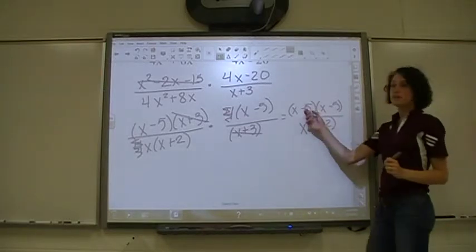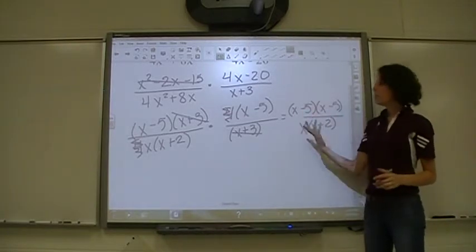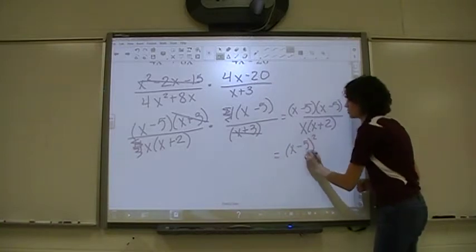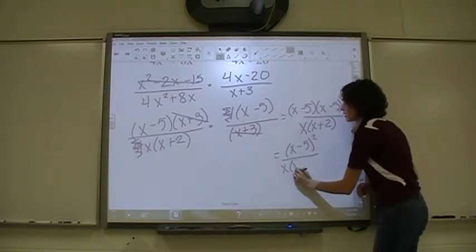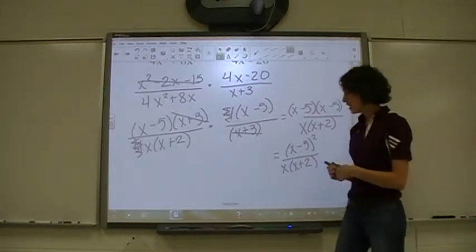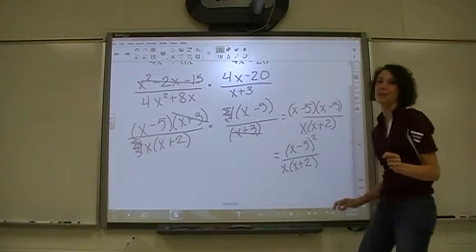Now these x minus 5's cannot cancel because they're on the same level, but you could also write that as x minus 5 quantity squared all over x times x plus 2. Either of these answers would get you full credit because you did cancel everything and simplify completely.